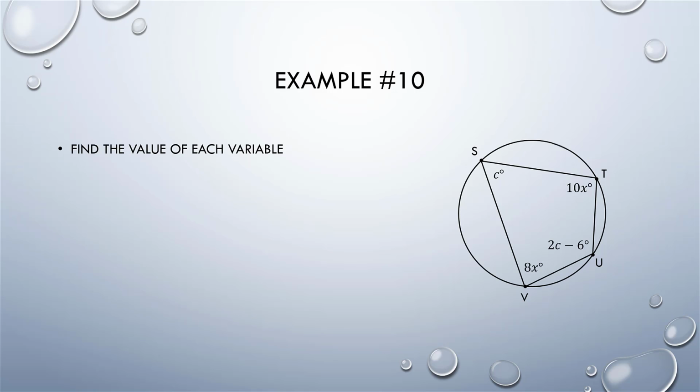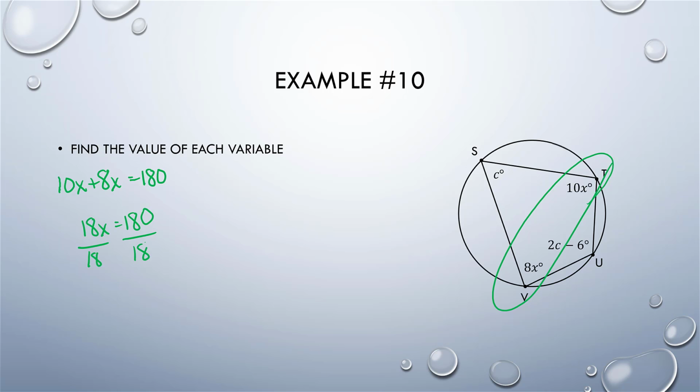All right, so let's look this over. So our opposite angles are T and V. So 10x plus 8x equals 180. Combine like terms and divide. So x would equal 10.